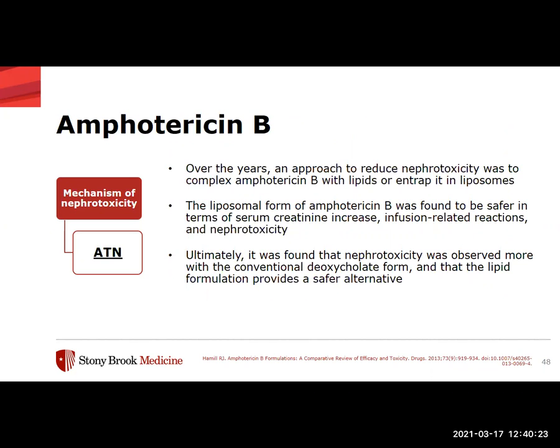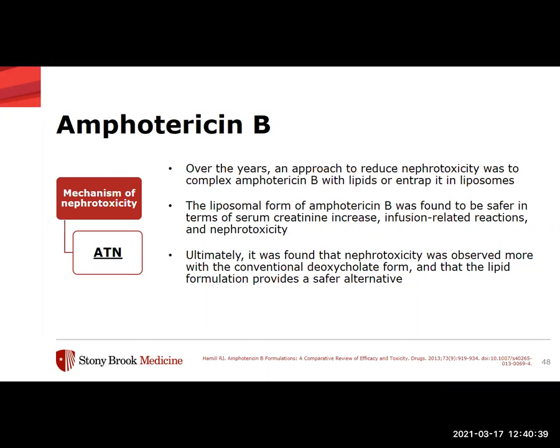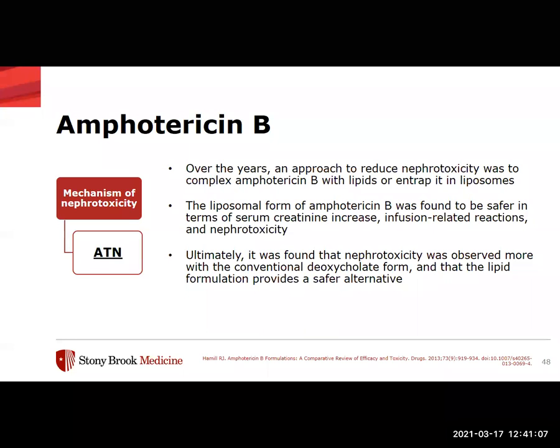In order to combat the nephrotoxicity associated with amphotericin B, over the years, an approach to reduce its incidence was to complex the drug with lipids or to entrap it in liposomes. It was observed that this liposomal amphotericin B was significantly safer than conventional amphotericin B in terms of serum creatinine increase. Additionally, infusion-related reactions occurred less frequently with the liposomal form compared to the conventional form. So ultimately, it was found that the lipid formulations of amphotericin B were not only less nephrotoxic, but there were also fewer infusion-related reactions compared to the deoxycholate form of amphotericin B, with at least equivalent efficacy.